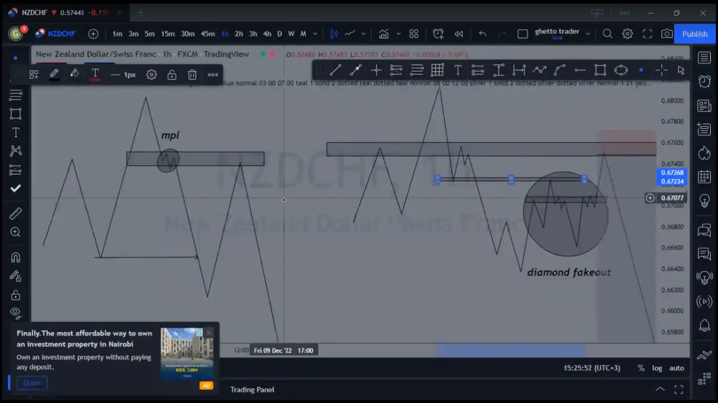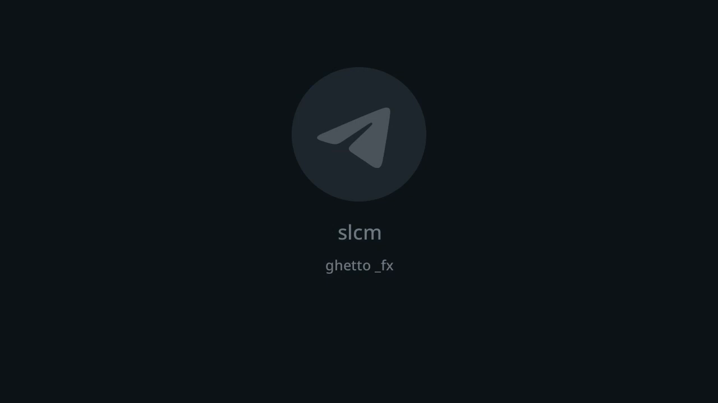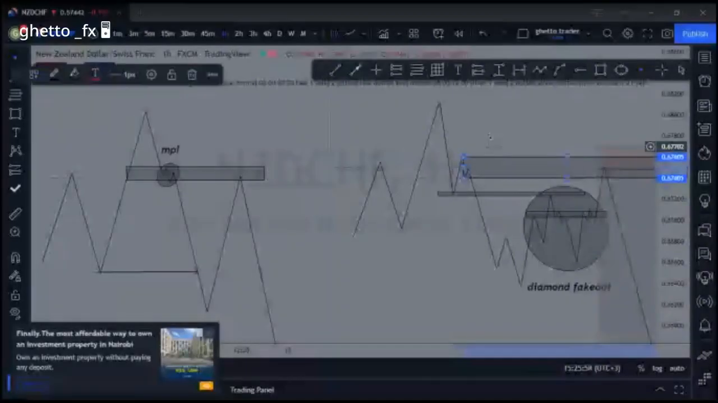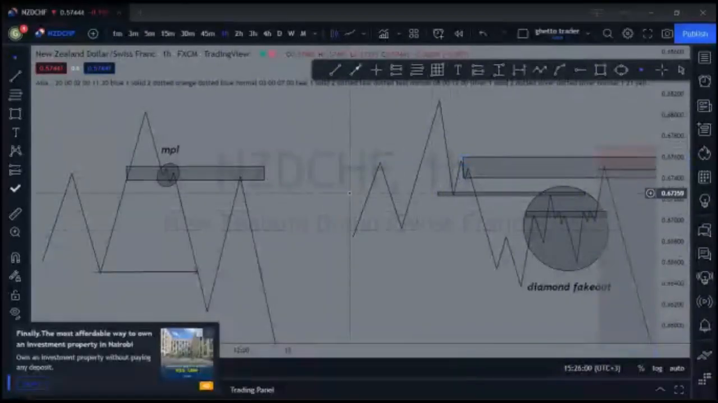So that's just a typical QM. Your entry is supposed to be at that zone. After it can be an order block. That MPL can be an order block. It can be a drop base drop.